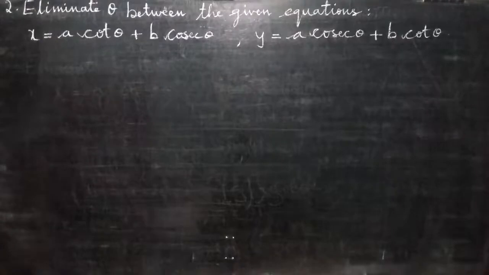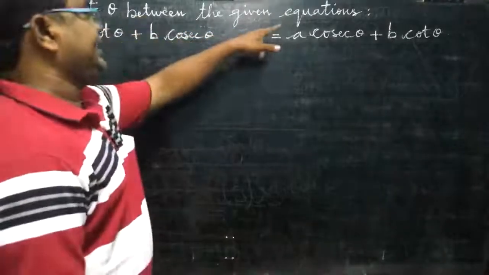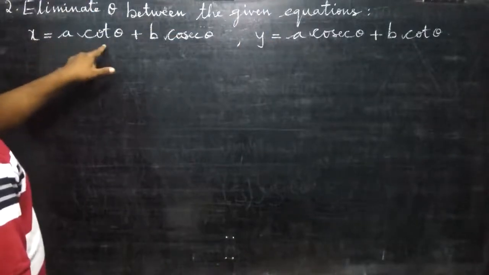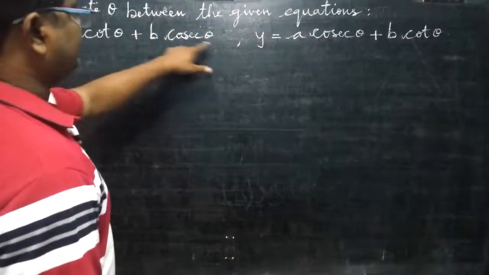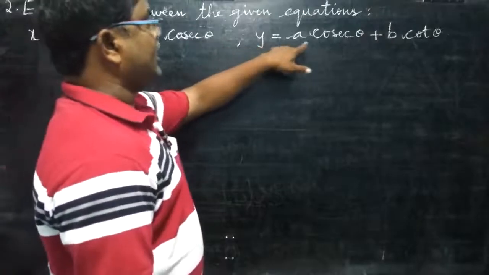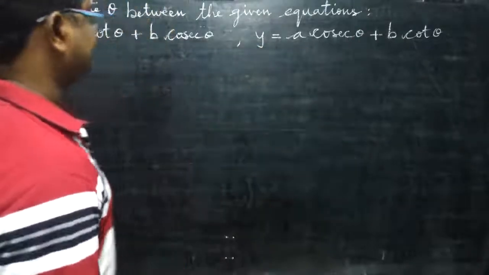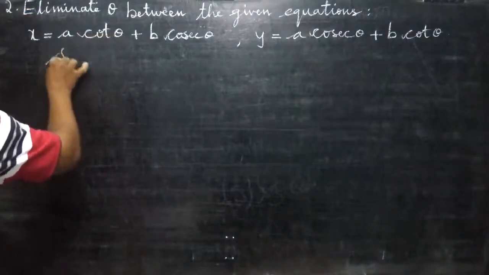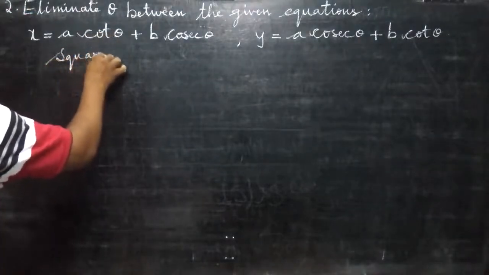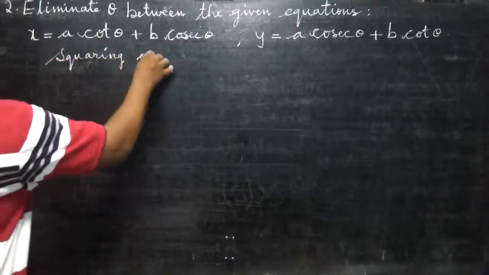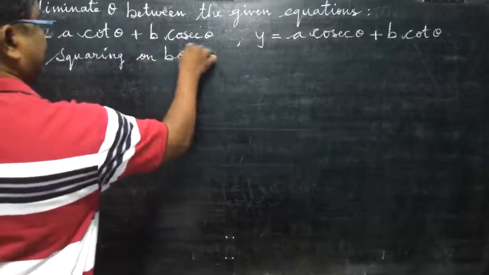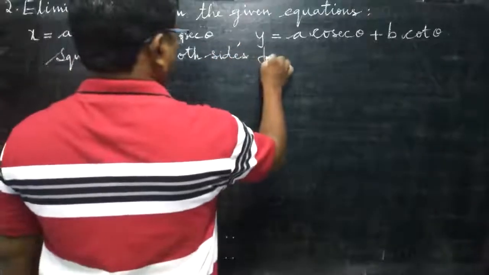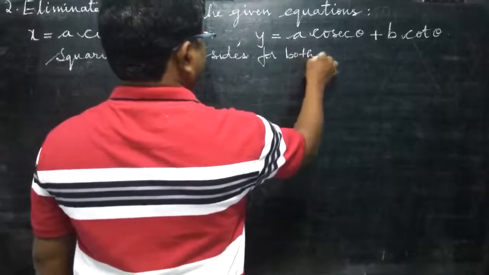Second problem. Eliminate theta between the given equations. Here they have given x is equal to a cot theta plus b cosecant theta, comma, y is equal to a cosecant theta plus b cot theta. Now squaring on both sides, for both equations.